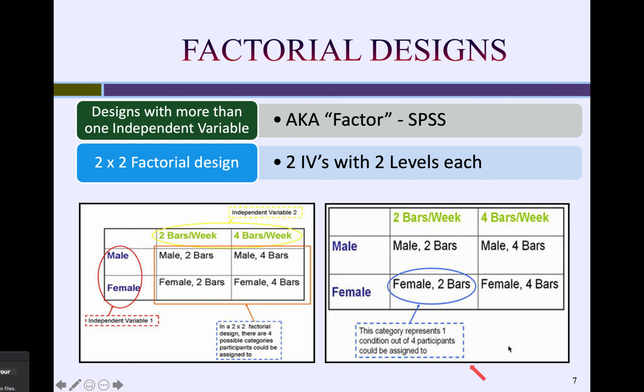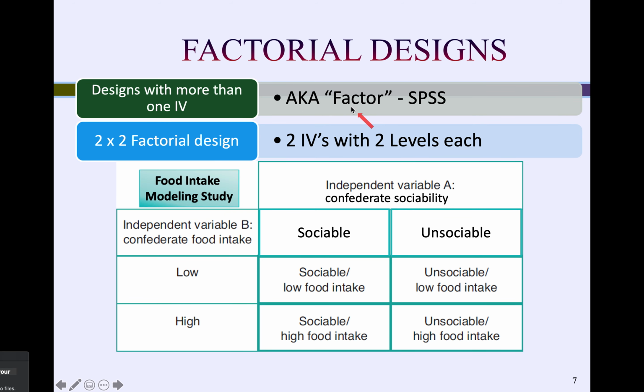So this is just the basic visual model of a factorial design, and we've seen this before when we were helping you select your research designs. So here's another design with more than one independent variable, also known as a factorial design. This is the same exact idea, but let's look at another example.